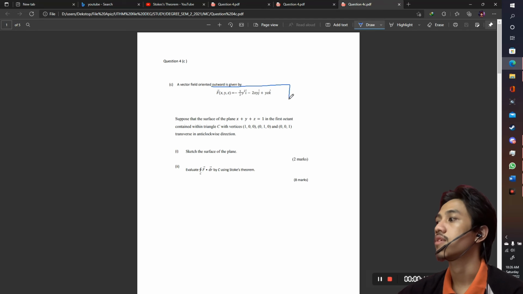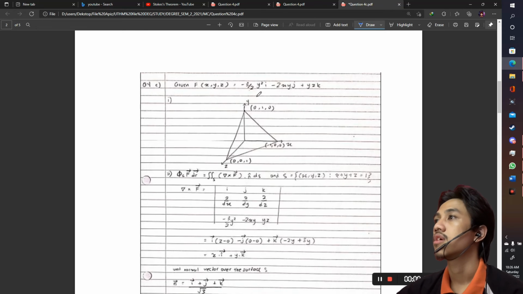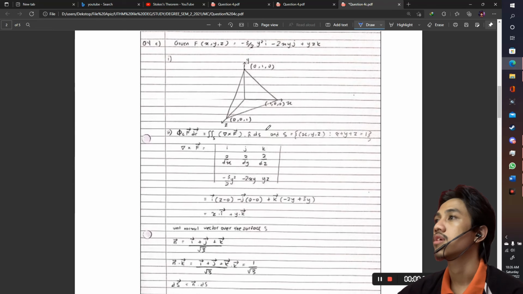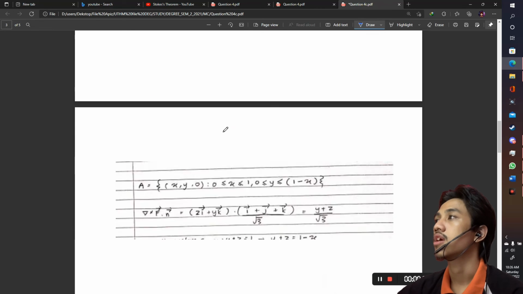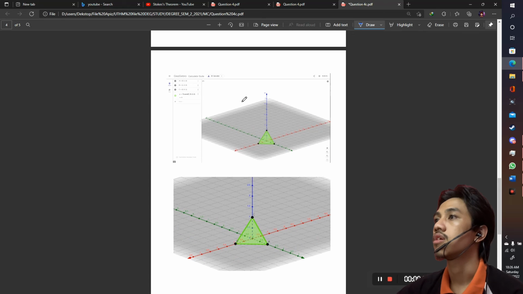So today I will explain how to answer question 4C. This is the vector field given, and we need to sketch the surface. So this is how I sketch the surface, with the coordinates given. This is the proof that I'm using GeoGebra to make a graph like this.